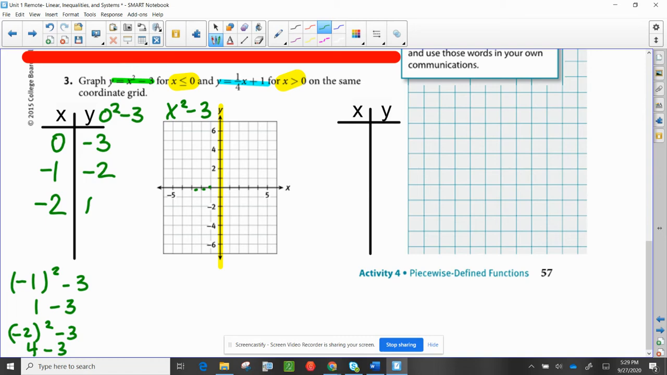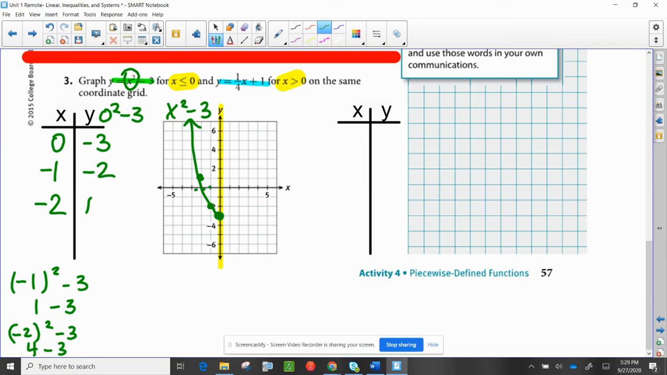Okay, so I'm going to go ahead and plot those points. We have 0, negative 3. I have negative 1, negative 2. And I have negative 2, 1. Now, if you know anything about an x squared equation, a quadratic equation, it's that parabola shape, so it does kind of have a curve to it. So if I connect the dots, it's going to look something like this. Now, the more points you pick, the more accurate your picture is going to be, but we kind of get the idea from that side.